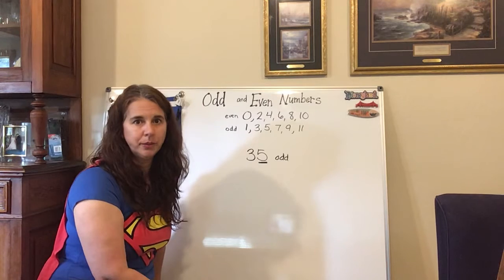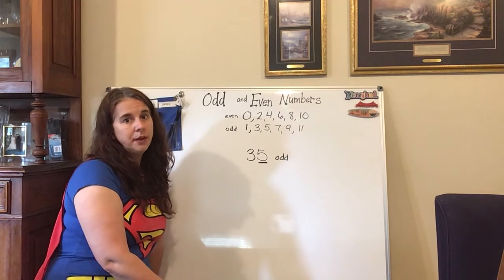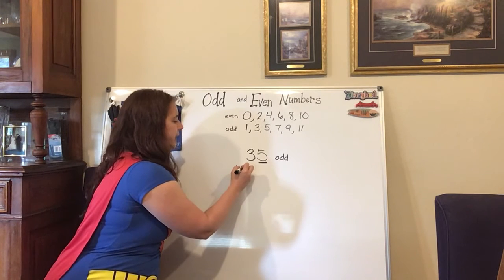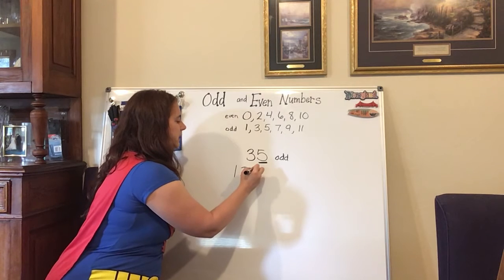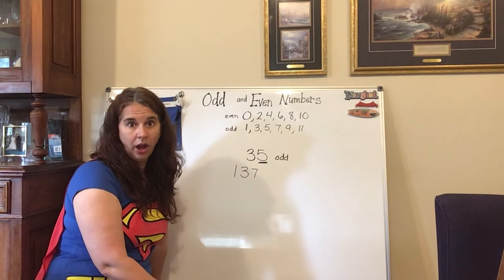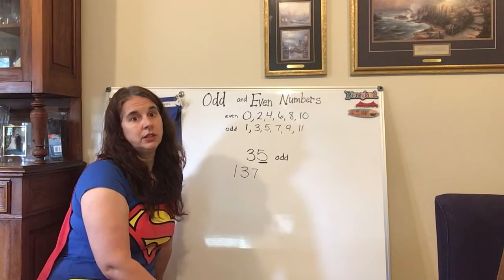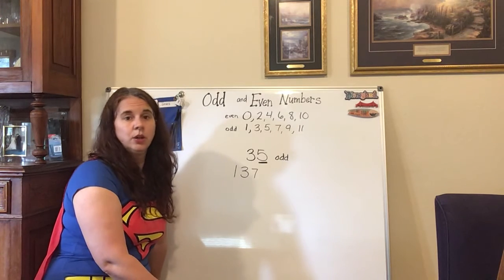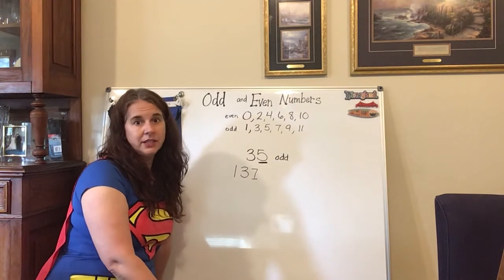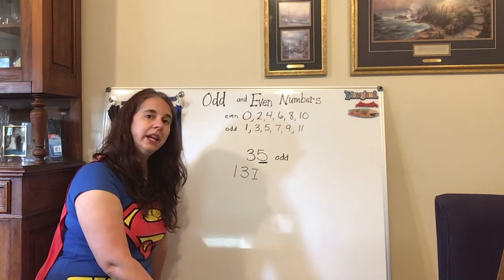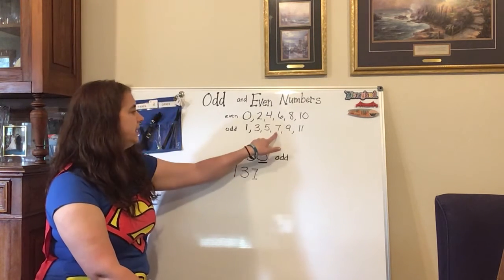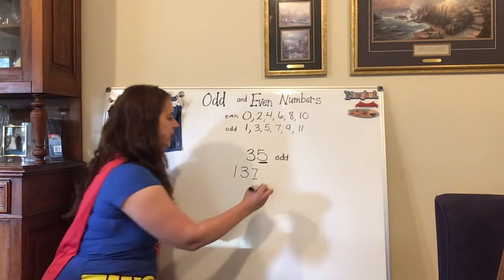Okay, let's do another number. Let's do a 3-digit number because you guys are super smart. So that's a number that's in the hundreds place, 3 digits. So we're going to do 137. Okay? So we have to figure out, is this an odd number or an even number? So we have to look in our ones place. Well, what number's in our ones place? Well, it's the 7. So we look at the 7 and we go, is 7 an odd number or an even number? Does it have a buddy or not? Well, 7 is an odd number. So this is going to be odd.